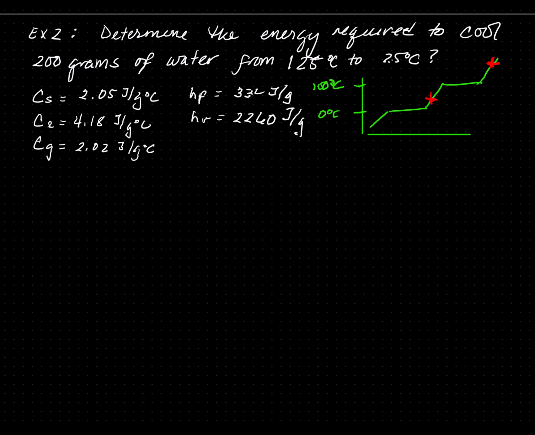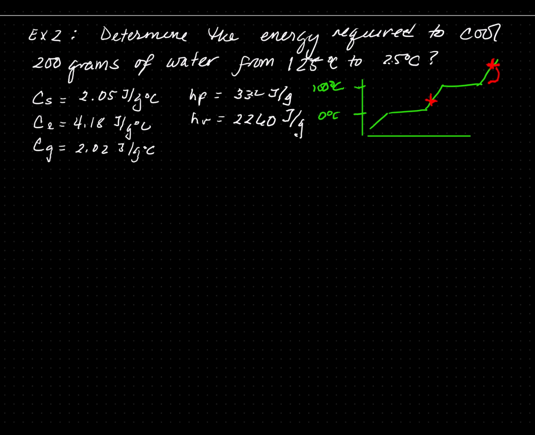There are 3 different slopes. There's 3 different equations. So we're going to start from the top, and then we're going to cool it by condensing it, and then we're going to cool it even more by lowering the temperature. So this problem also has 3 equations. First one we're going to start with is from 125 degrees Celsius to 100 degrees Celsius. It is only a gas at this point, so we have to stop at 100 degrees Celsius.